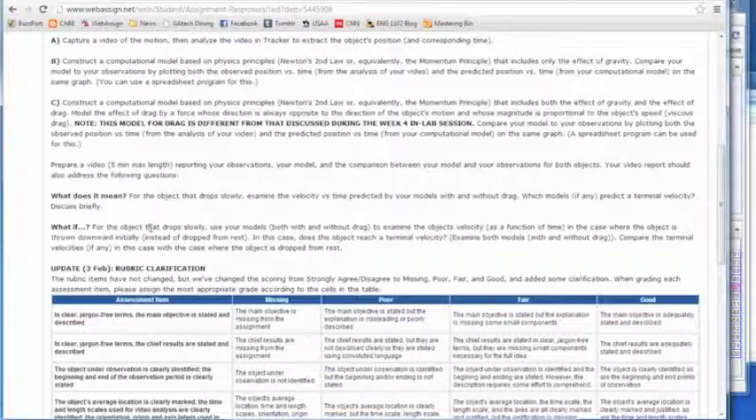So for the what if question, the object that drops slowly would reach terminal velocity faster because you'd start at a higher velocity to begin with, and so you'd reach that terminal velocity due to the acceleration due to gravity more quickly.